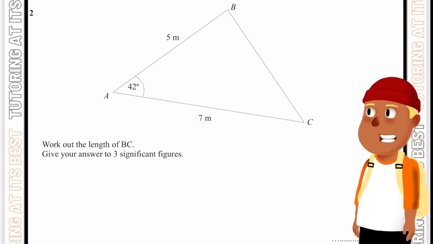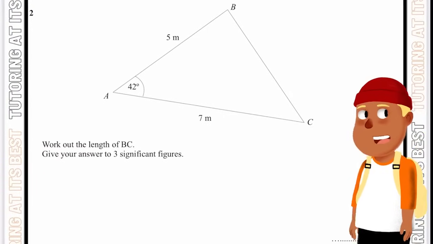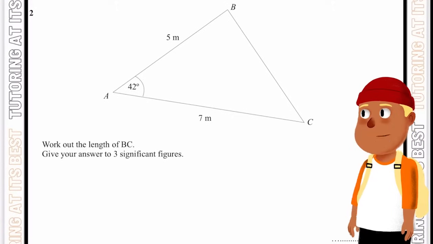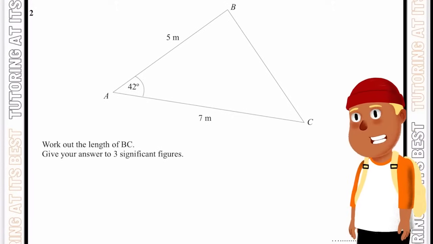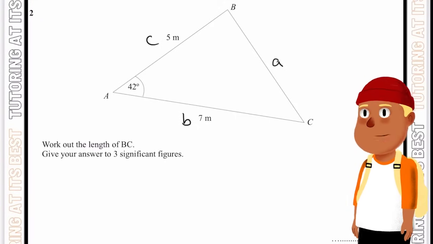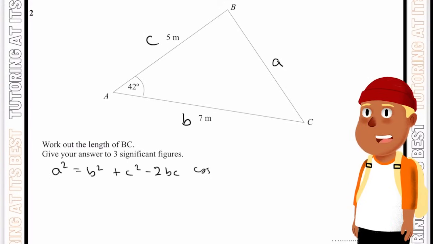Again, we now need to calculate the length of BC. I'm going to label my sides, as my angles have already been labeled. So we'll have opposite A, opposite B, and opposite C. That's your step 1 done. Step 2 is to select your formula. Again, we'll have a squared equals b squared plus c squared minus 2bc cos A. Then step 3 is to substitute and calculate our value.